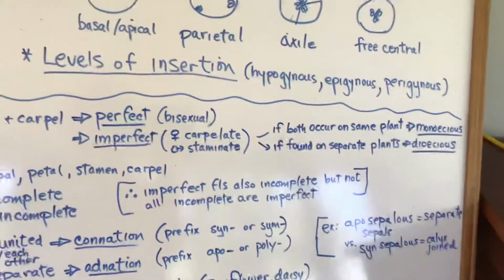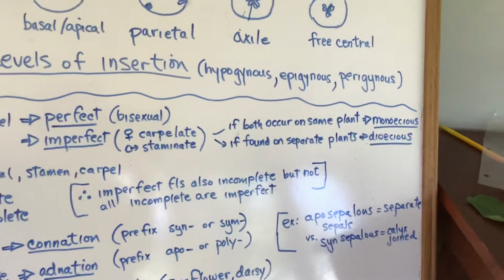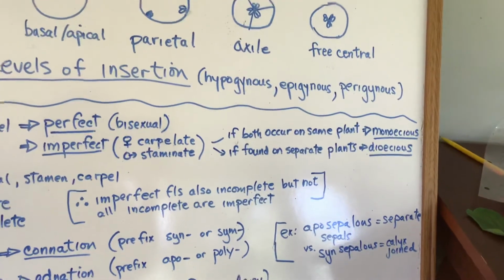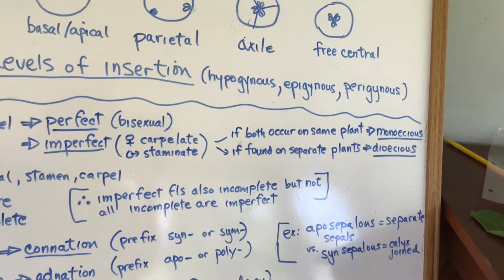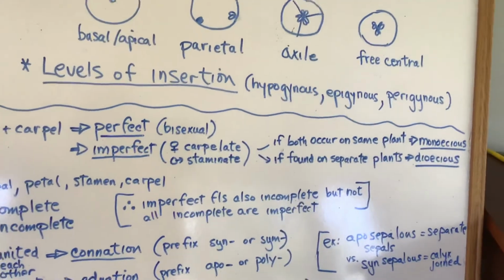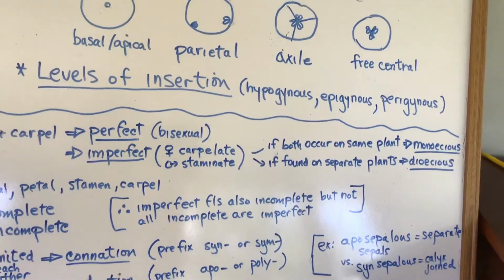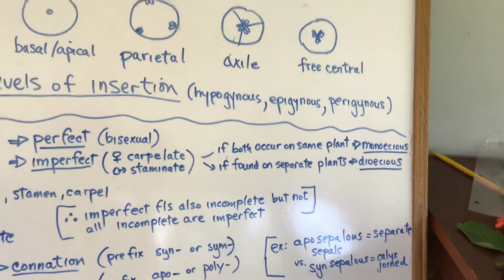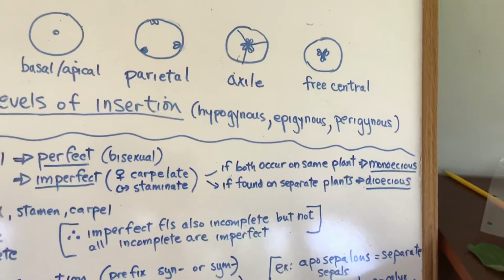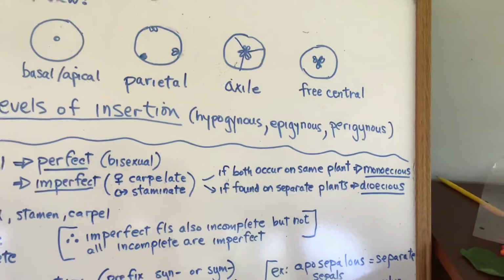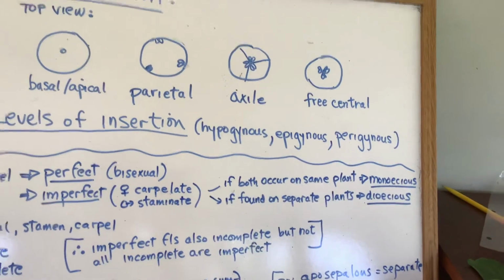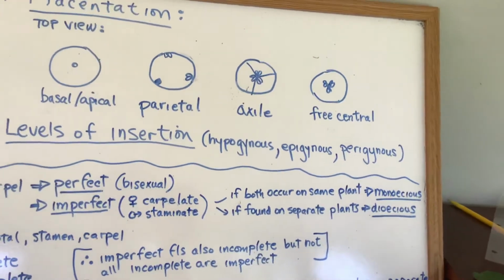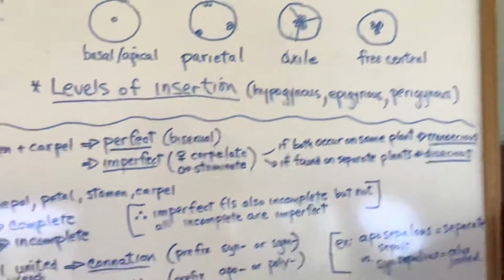If you have both of them occurring on the same plant, the plant would be considered monoecious. That is, you have carpellate and staminate flowers on the same plant. It's not the same as bisexual, which would be male and female parts in the same flower. And if they're found on separate plants, like ash trees, for example, they're called dioecious, meaning two houses, two separate plants, one male and one female. For plants like that, you have to have both male and female to get reproductive structures or fruits created from the flowers.